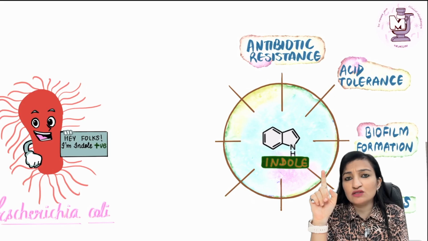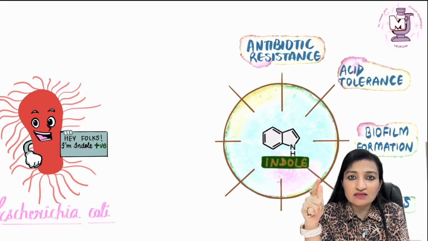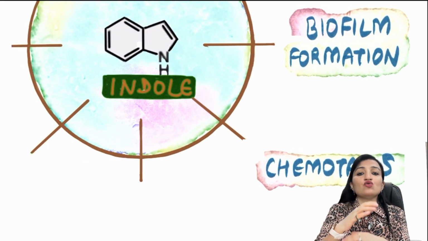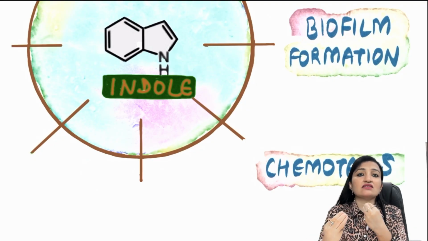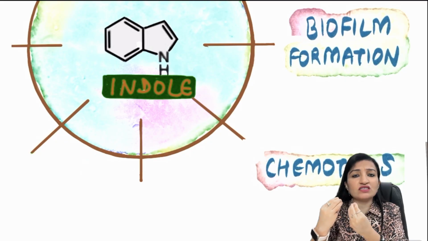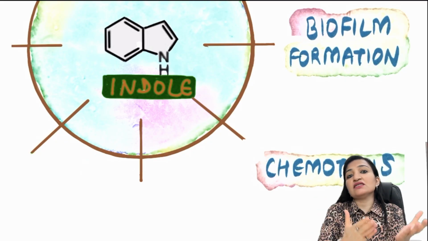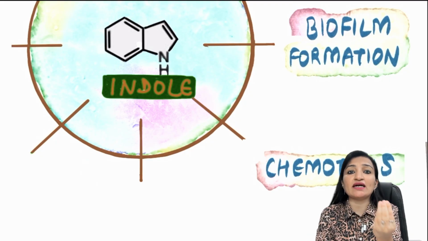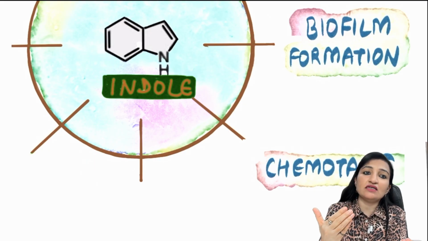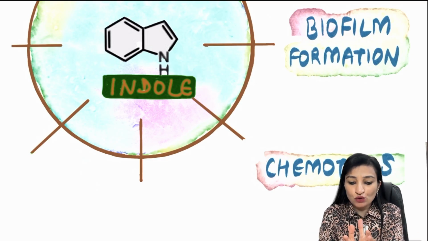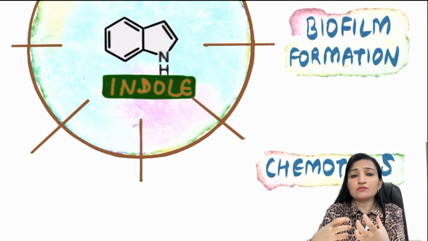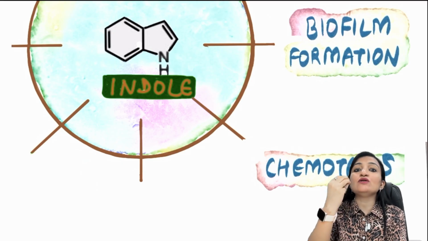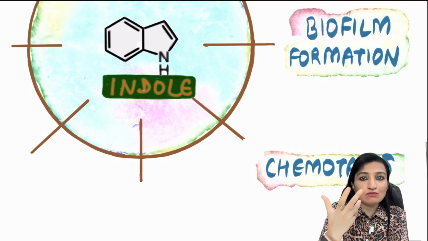Remember A B C. From A there are 2 points, acid tolerance and antibiotic resistance, then from B, biofilm formation, and from C, what do we have? Chemotaxis. Chemotaxis you must have read in detail in pathology. Chemotaxis is nothing but directional movement of some substance to some other place. Recently in NEET PG 24 there was a very simple question: which of the following is a chemotactic agent for neutrophils? The answer for that MCQ was interleukin 8. So if interleukin 8 is there in some tissue, neutrophils will literally smell it and will migrate towards that area. So interleukin 8 is an important chemotactic agent.